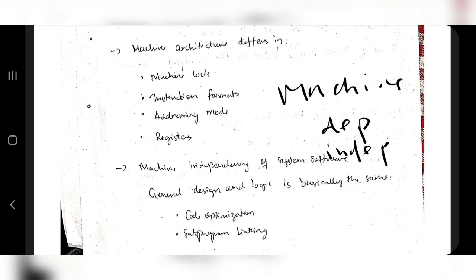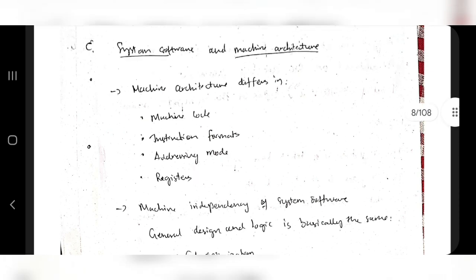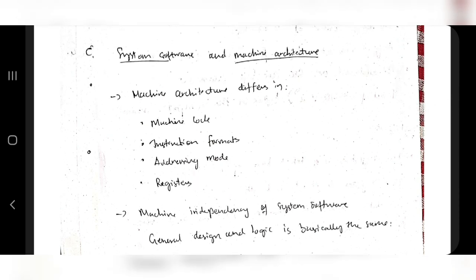So in the dependent part, we have the machine code, instruction format, addressing mode, and registers, because these things differ from computer to computer. Whereas the code optimization, subprogram linking, and the logic of the code don't change from system to system. The logic will be the same for the code, only the syntax will differ, right? So that's the difference between dependent and independent.